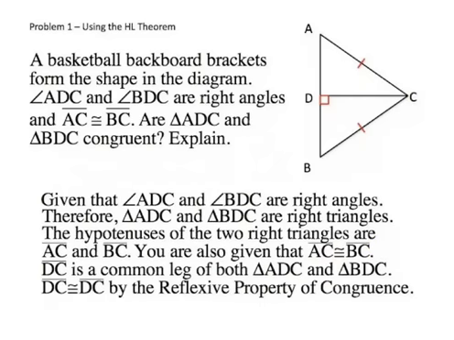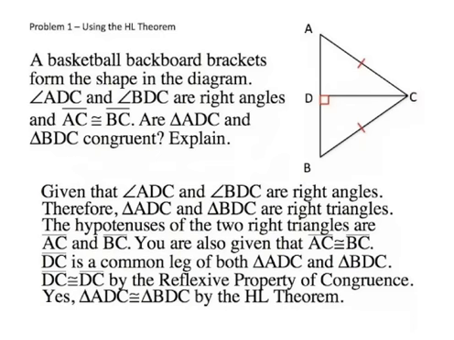Now, since segment DC is a common leg of triangles ADC and BDC, then segment DC is congruent to itself by the reflexive property of congruence. So the answer to problem 1 is yes. Triangle ADC is congruent to triangle BDC by the hypotenuse leg theorem.